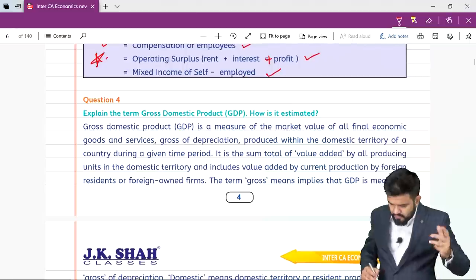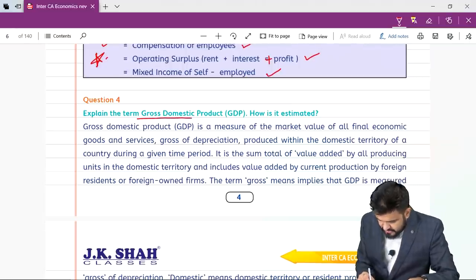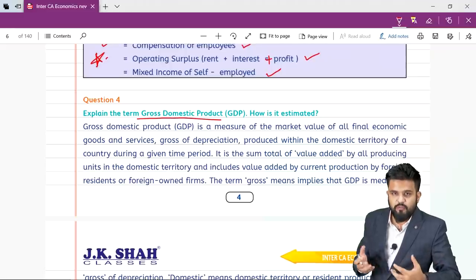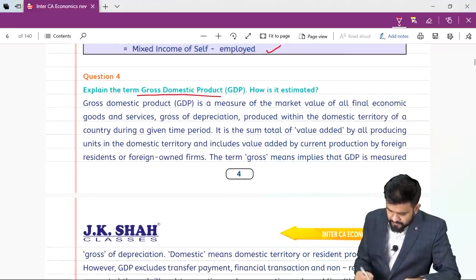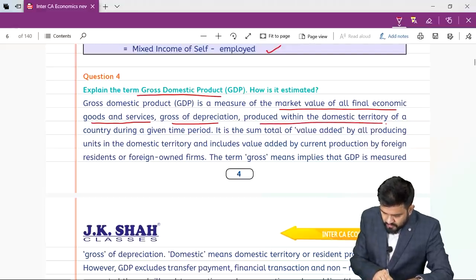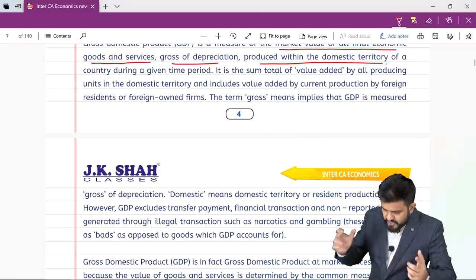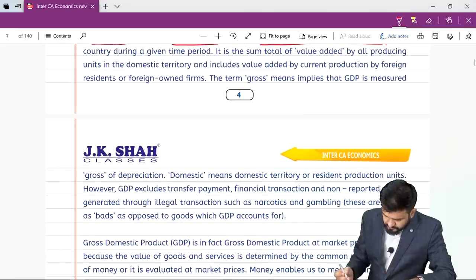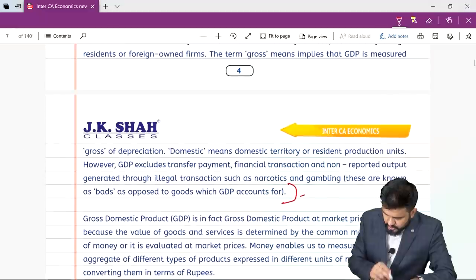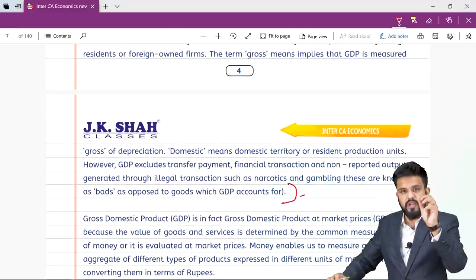Now in the exam they may ask, explain the term GDP. So you need to write 4 to 5 points, students. It is a measure of the market value of all final economic goods and services, gross of depreciation, produced in the domestic territory. All current production is taken into consideration. So till here you can write. No need to write word for word, you can put it in your own words.